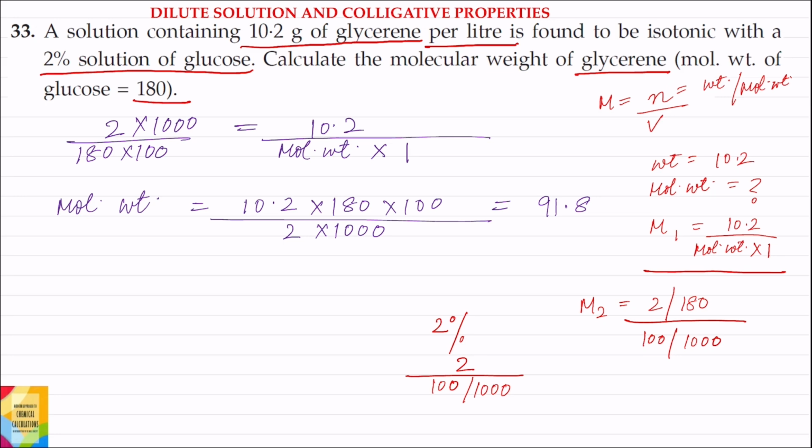Now according to the question, the solutions are isotonic, means M1 is equal to M2. M1 equals M2 will be this equation. Now solving this equation, molecular weight of glycerine is equal to 91.8 gram per mole. This is M2 and this is M1. So M1 is equal to M2.